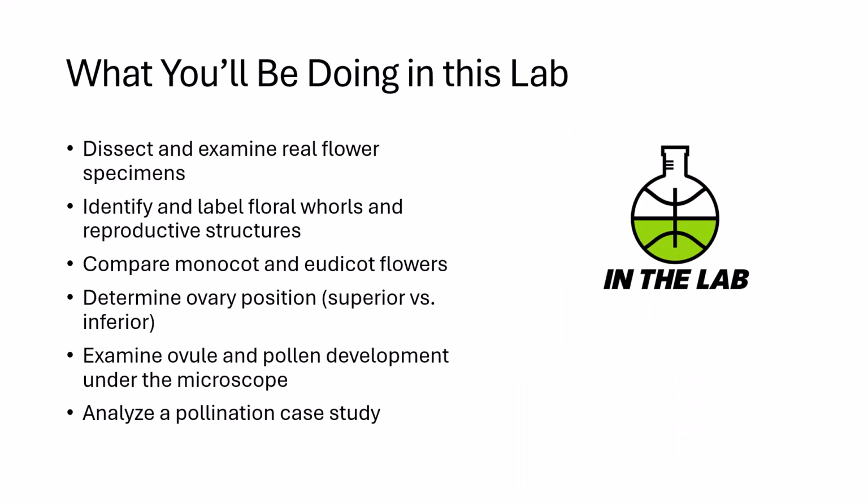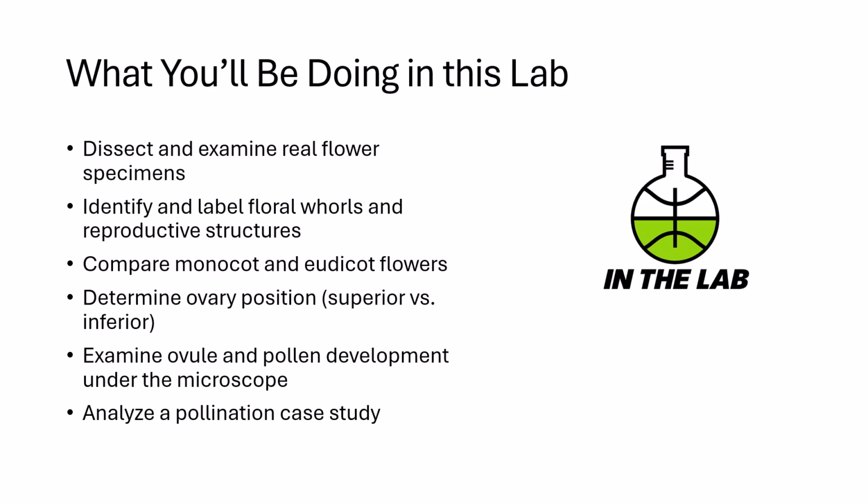Before we jump into the first activity, let's talk about what you'll actually be doing today. You'll see real flower specimens that are dissected and identify the 4 floral whorls. You'll compare monocot and eudicot flowers and begin recognizing patterns in floral organization, including number of parts and symmetry. You'll determine whether ovaries are superior or inferior and what that tells you about flower structure.